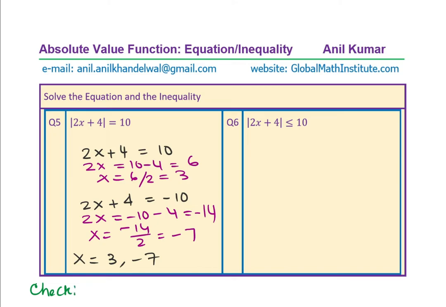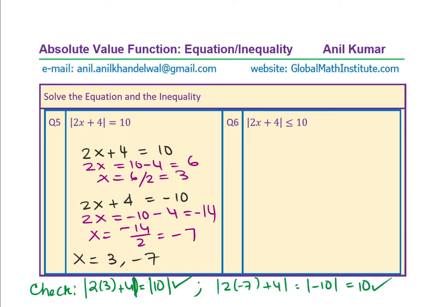So if I substitute 3 here, the absolute value of 2 times 3 plus 4 gives me what? Gives me the absolute value of 10. So we get it. This is 10. The other one, minus 7. So let me write this here. The absolute value of 2 times minus 7 plus 4 will give me what? It gives me minus 10, which is also 10. You get the idea. So both are correct solutions.